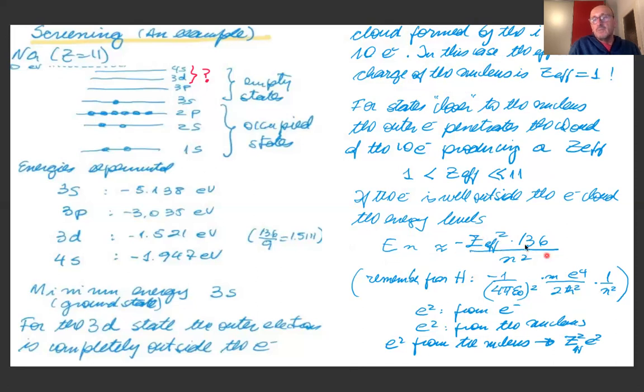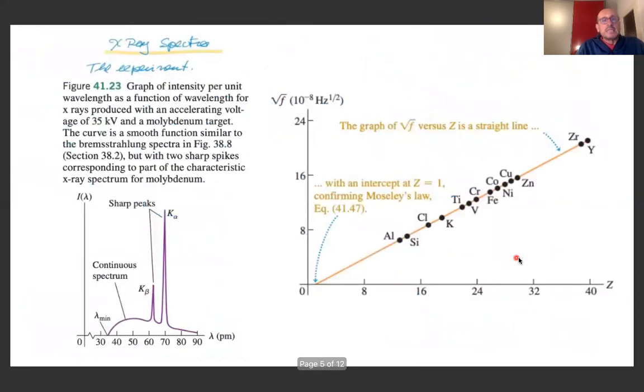So you could actually take this expression here and tell me what is the effective charge that the electrons in the n equals 3 states are actually seeing of the nucleus, because it should be something between 11 and 1. Okay, it cannot be something else. And you tell me what value that is. This is not an exam question, but it's worthwhile putting in the calculator and finding out. Okay.